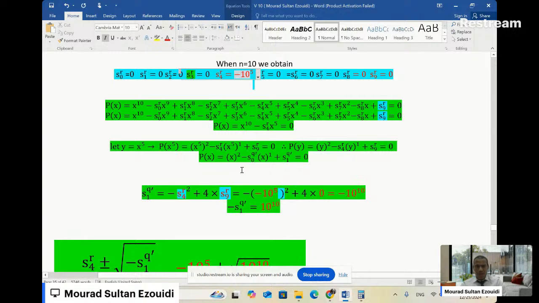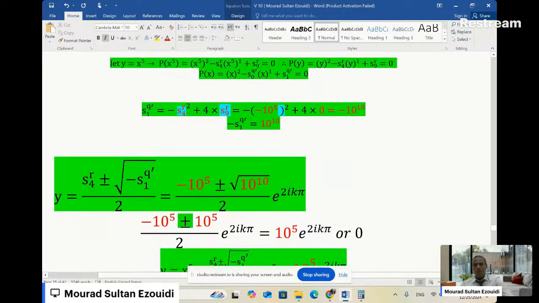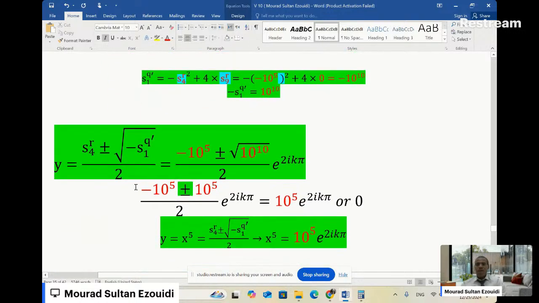So you see this one, x squared minus s0 times x plus s1 equals 0. S0 is equal to 0. It remains only x squared plus s1. So x squared equal minus s1. That's why here the discriminant should be written as that. Minus s1 for the 2 equal 10 raised to the power 10. Now I will use y equal s4 plus negative root of negative s1 for the 2 divided. It will be negative 10 raised to the power 5 plus negative root of 10 raised to the power 10, exponential 2ik5 all divided by 2.